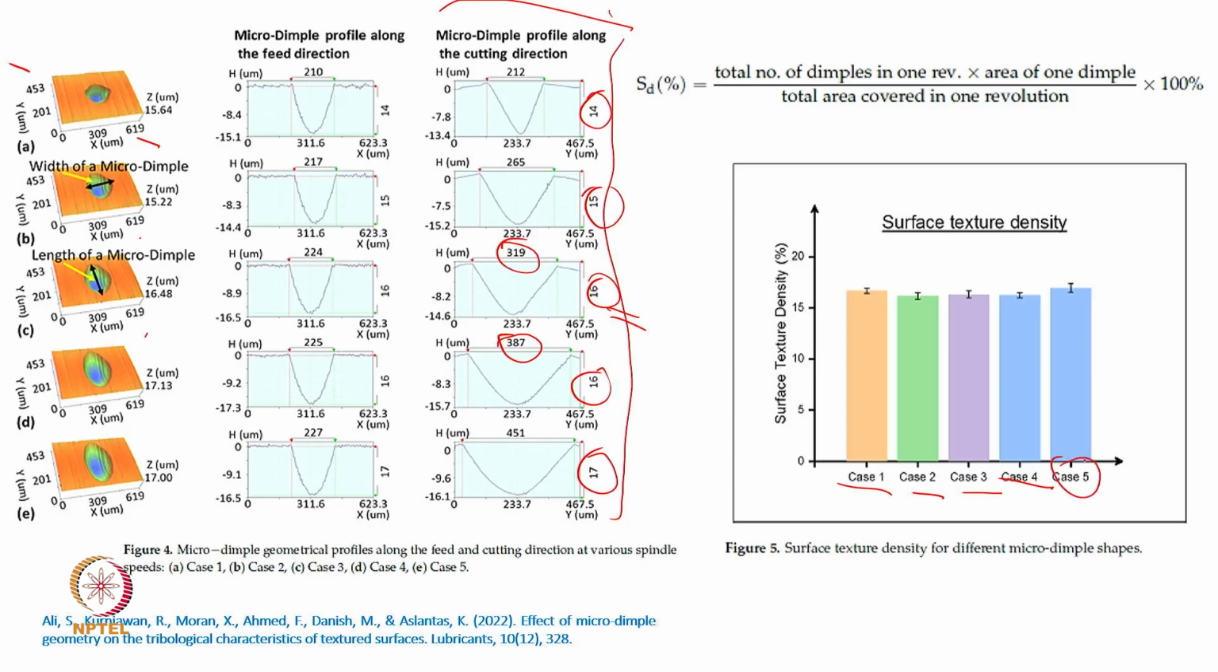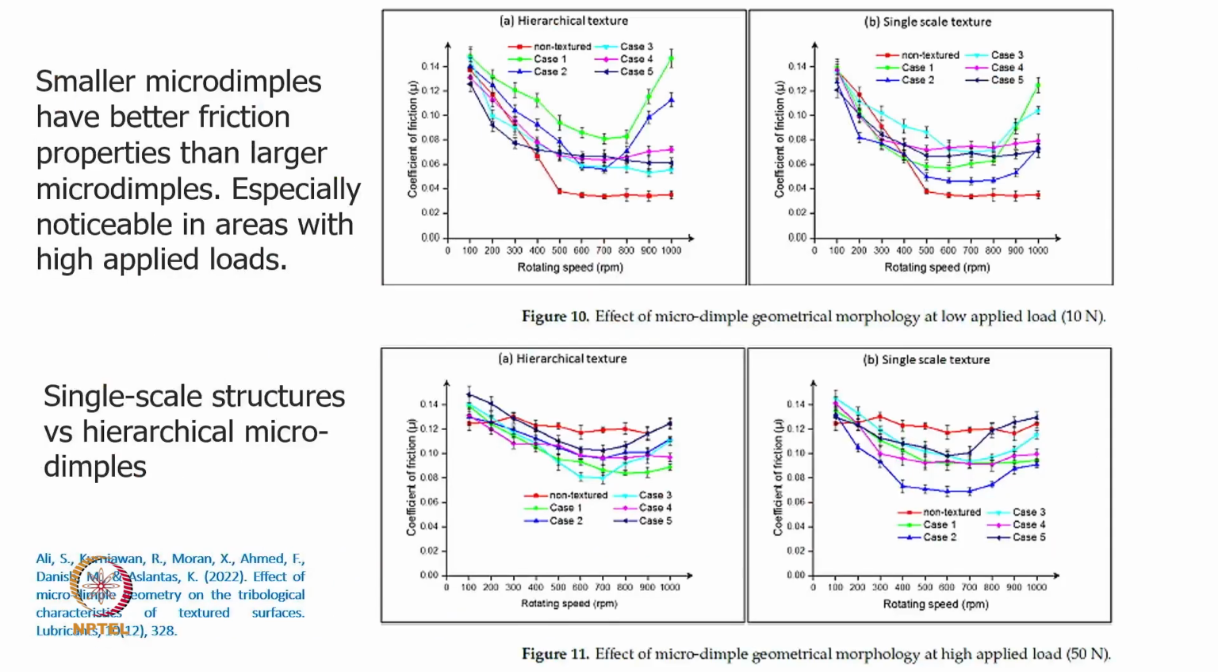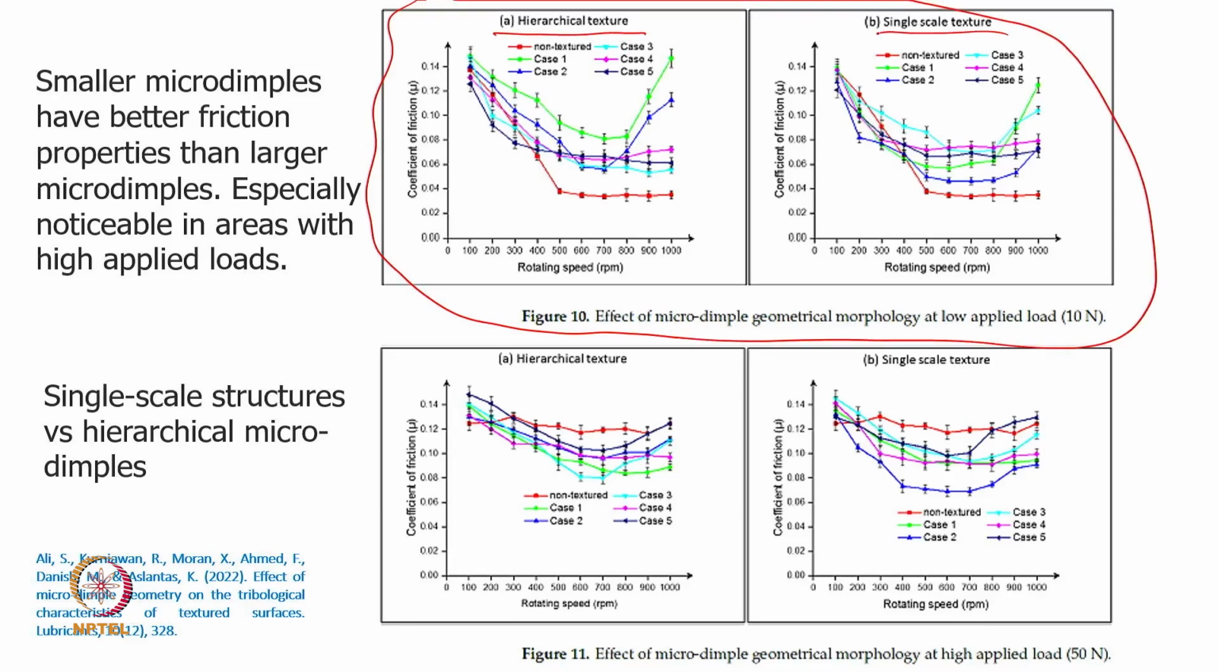Case 5 they have kept a 617. So, as we are going in the downward direction, from case 1 to case 5, the dimension of these dimples is increasing. So, the depth is increasing and maybe one dimension is also increasing. And then they have plotted this curve, you can see, and then they compared something like a hierarchical texture or single scale texture.